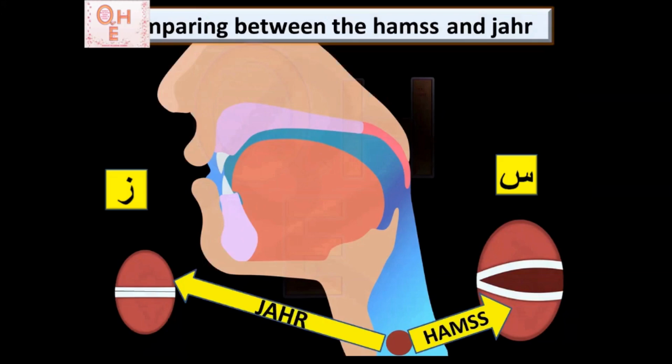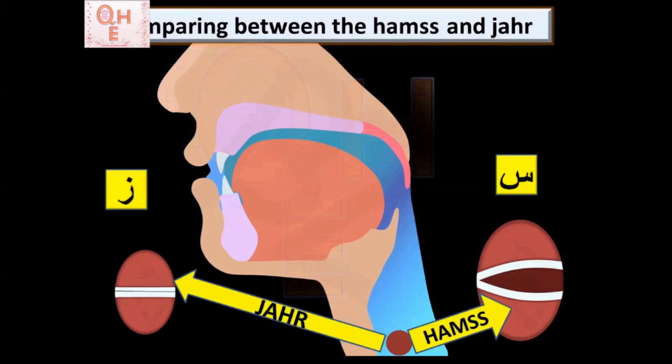So put your hand in front of your mouth and be sure letter za doesn't have any air come out on it, and be sure letter sin has air come out on it. Letter za, how can I make it? Remember the sound of the B. Za, this is the za.